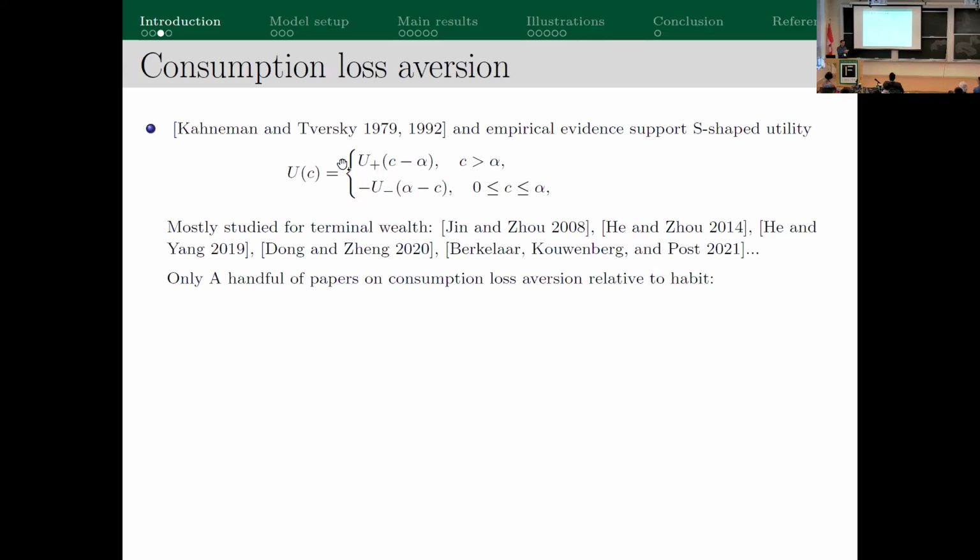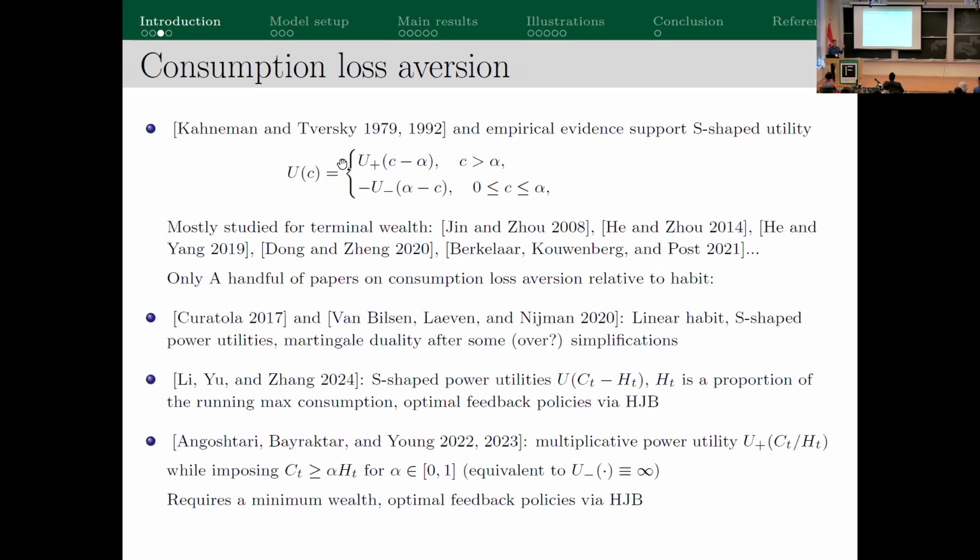There's a large literature on it. There's not much work on consumption, right? There are just a few works on that, and none of them really deal with habit formation as an internal, endogenous thing. So you have these papers where they do linear habit, S-shaped, but either they change the definition of habit or just put some bounds on it so that duality will work.